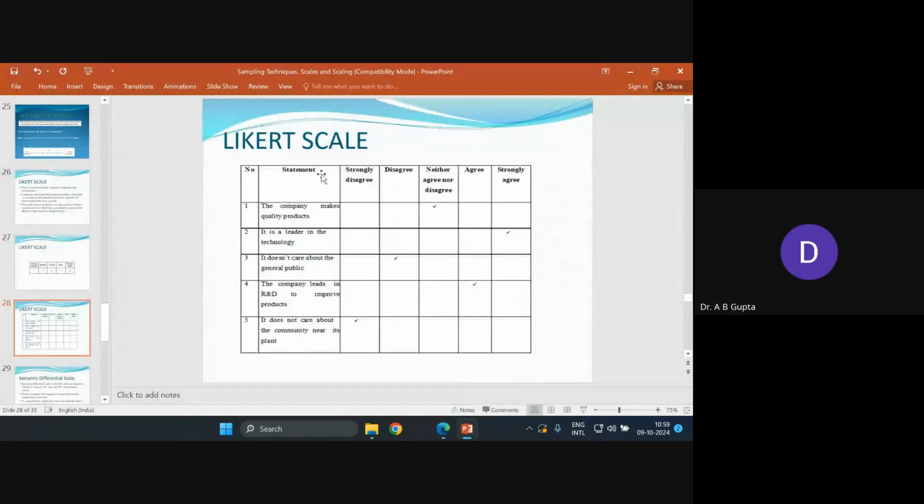Most of the time, we are having this 5 points: strongly disagree, disagree, neutral, agree, strongly agree. The number of statements you can change. You can have 5 statements, 10 statements, 20 statements, 4 statements, 2 statements. That depends on you. On every statement, you are getting the feedback of the respondent, and after that, you combine all these things, and you can know the image of a company, or the attitude, or you want to check how people value a certain thing. So for this, Likert scale is used.